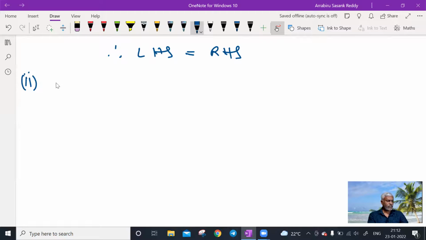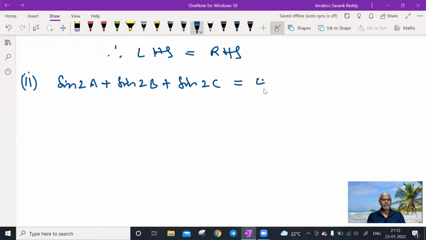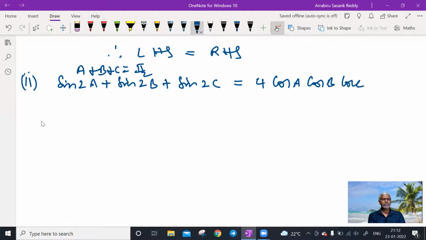sin 2A plus sin 2B plus sin 2C equals 4 cos A cos B cos C. The condition is A plus B plus C is pi by 2.